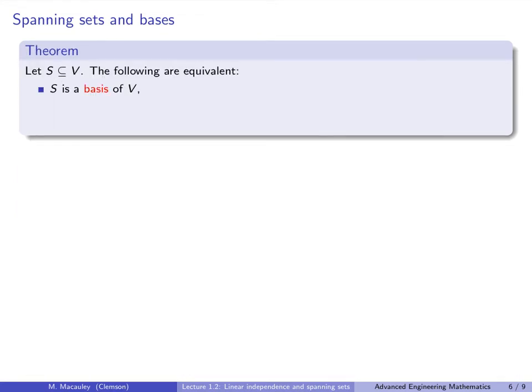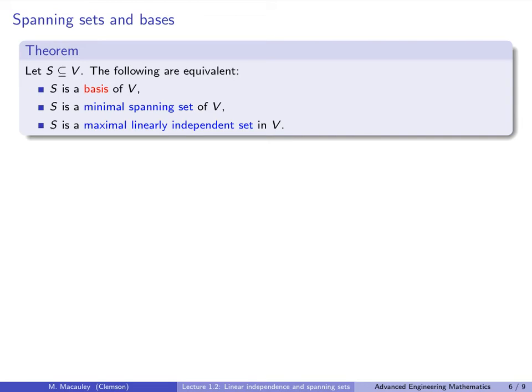Here's a nice theorem that ties together the concepts of a basis, spanning set, and a linearly independent set. So let S be a collection of vectors in a vector space V. The following 3 things are all equivalent. First of all, S is a basis of V. S is a minimal spanning set of V. We talked about that on the previous slide. So this is a set that spans V, but it's a minimal set, and if you remove anything, you destroy that property. Finally, S is a maximal linearly independent set in V.